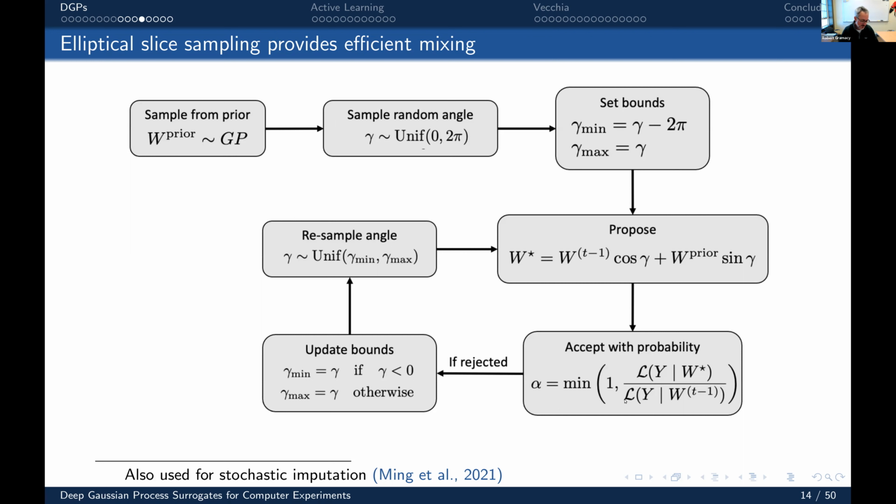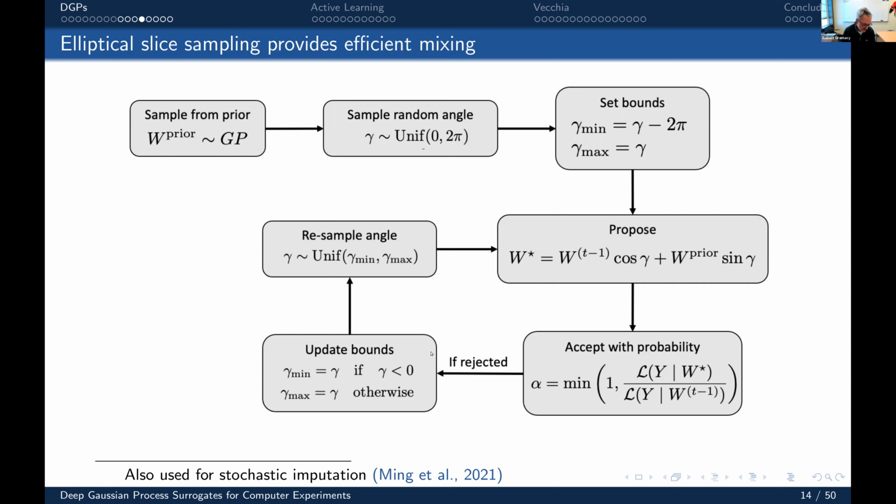So you don't get a sticky chain the way you would with a Metropolis sampler. And you're sampling all of the coordinates of that Gaussian vector at once. So you don't have to iterate through blocks or through individual components of that vector. It's really easy to implement this.